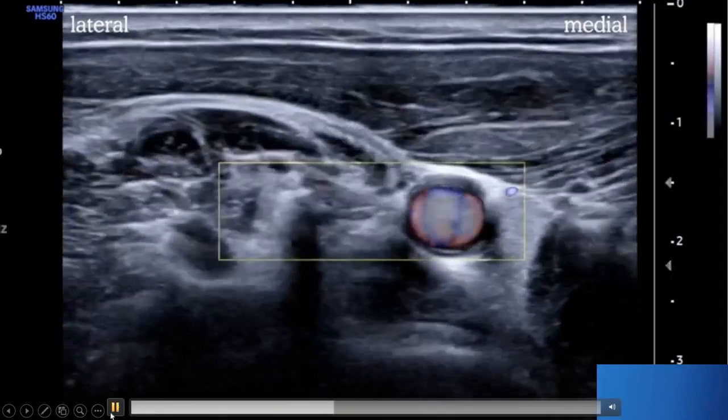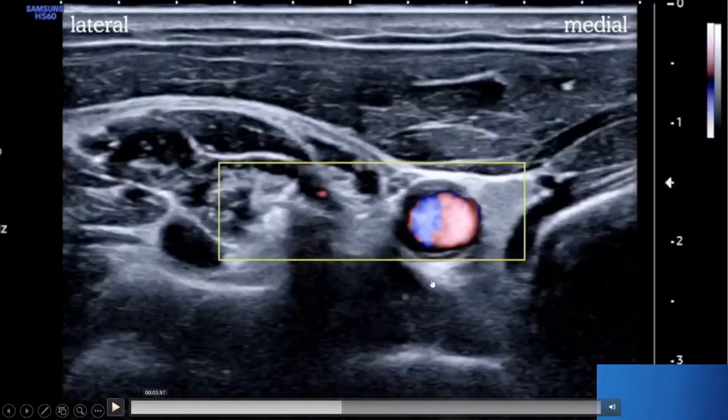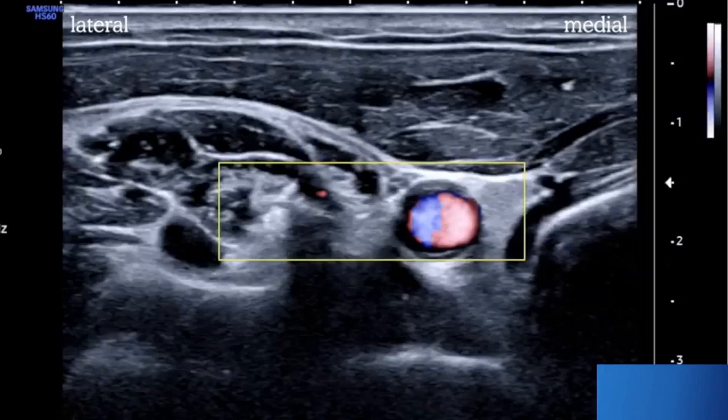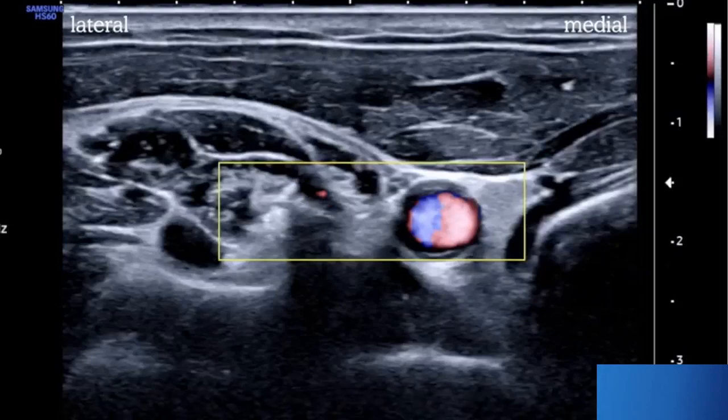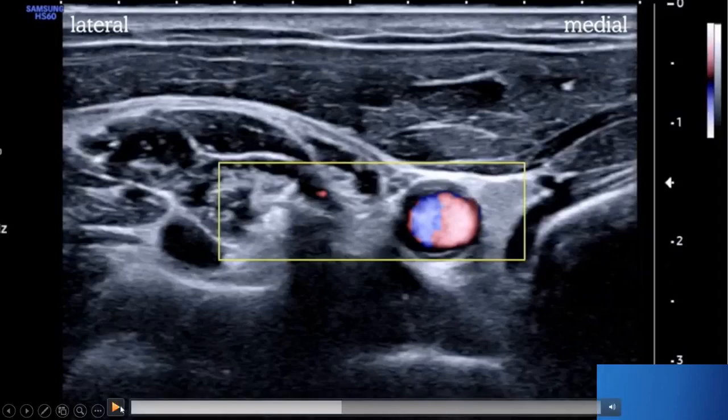Okay. So now once you reach the C6 level, you place a Doppler to ensure that there is no vertebral artery, because sometimes the vertebral artery can be outside the foramen transversarium at the level of C6 as well. They can enter into the foramen transversarium at the level of C5. So always, before giving the block, use a Doppler and ensure that there is no blood vessel in the trajectory that you are going to give the injection.